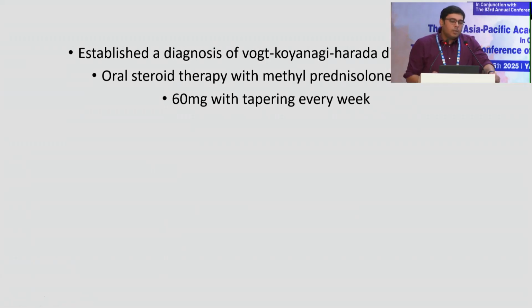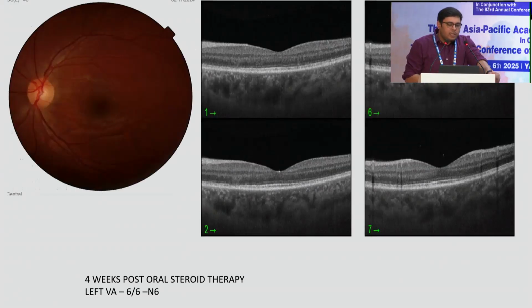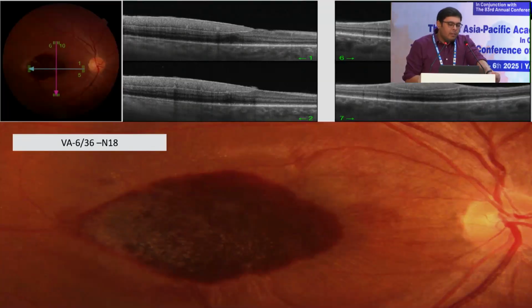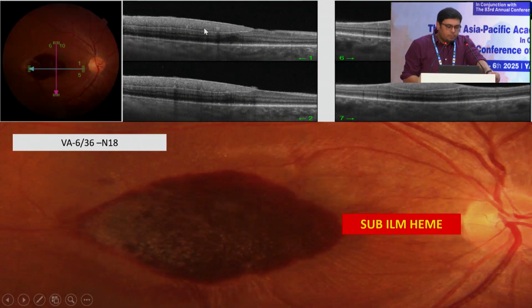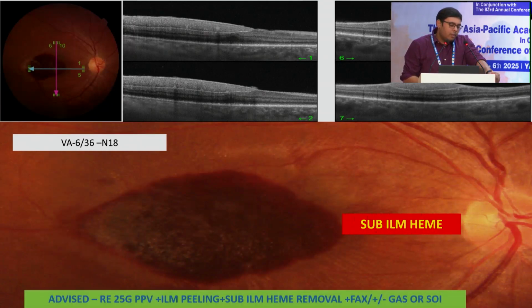So a working diagnosis of VKH was established, and oral steroid therapy with 60 milligrams of methylprednisolone was started. The patient was recovering 4 weeks post oral steroid therapy. The left eye recovered to 6/6 and N6. But in the right eye, visual acuity was N36 and 6/18, and there was sub-ILM heme. So we advised a right eye vitrectomy with ILM peeling and sub-ILM heme removal.